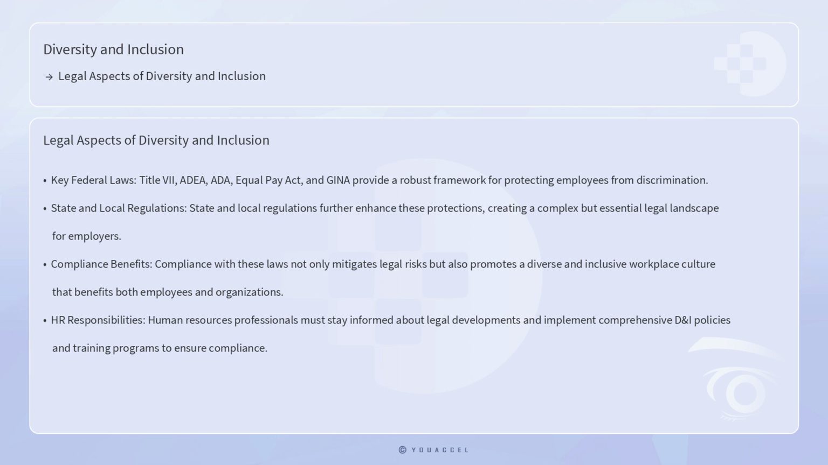Key federal laws such as Title VII, ADA, Equal Pay Act, and GINA provide a robust framework for protecting employees from discrimination. State and local regulations further enhance these protections, creating a complex but essential legal landscape for employers to navigate. Compliance with these laws not only mitigates legal risks, but also promotes a diverse and inclusive workplace culture that benefits both employees and organizations. Human resources professionals must stay informed about legal developments and implement comprehensive D&I policies and training programs to ensure compliance and foster a culture of inclusion.